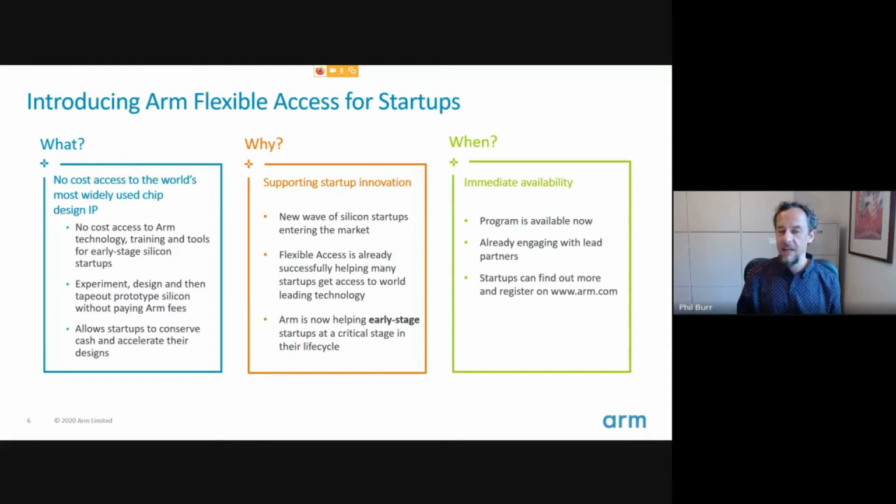And we know that the early stage in a startup is so critical and challenging, and we wanted to make it as easy as possible for startups to do that. So when's it available? Well, it's available now. We've already signed up a whole bunch of startups into the program, and for people to find out more, they can simply register on arm.com, and we'll get back to the startups, find out a little bit more about them, and get them onto the program.